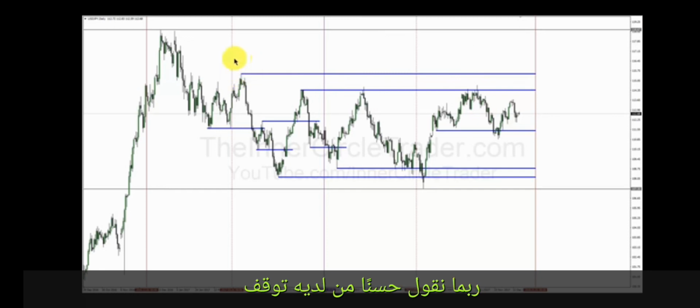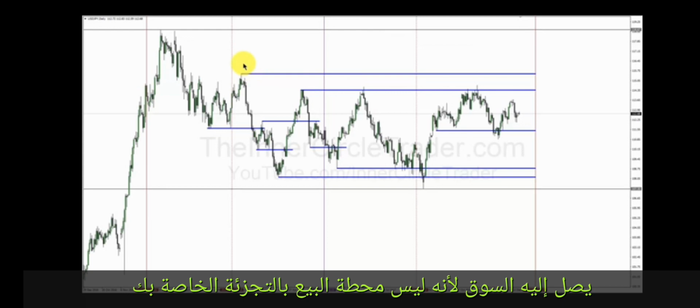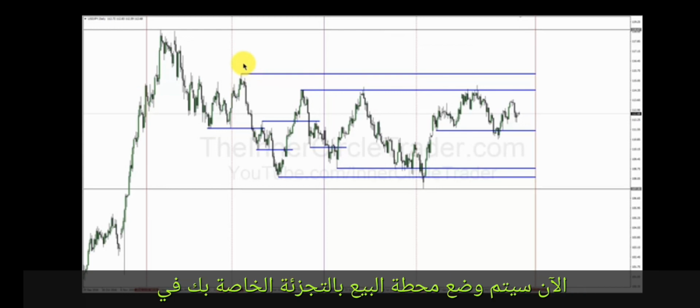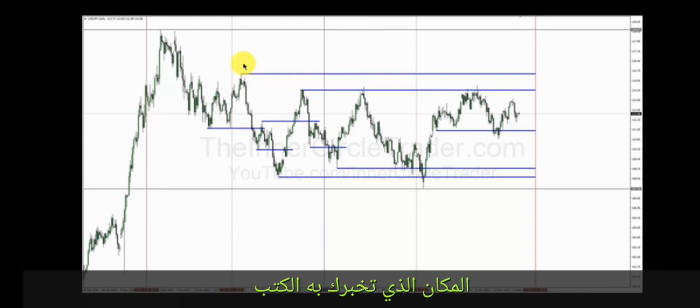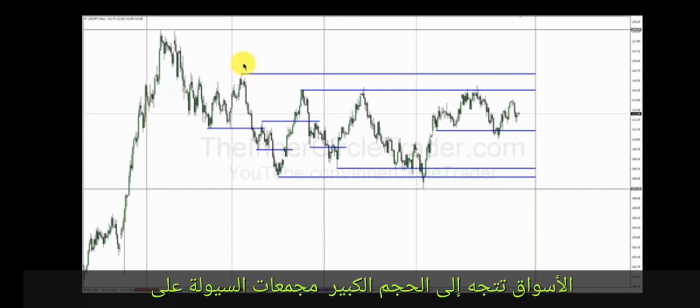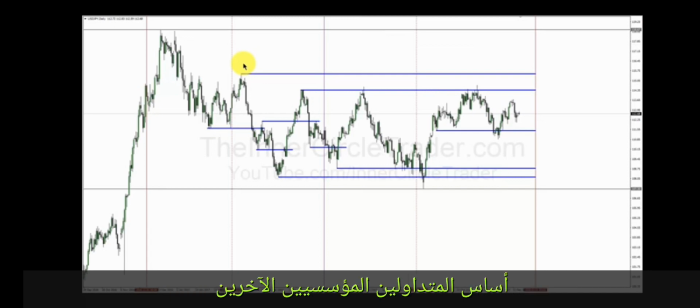And you're probably saying, well, who has a stop up there? Large funds. That's what the market reaches for. It's not your retail stop. Now, your retail stop is going to be placed where the books tell you, and it's going to be the wrong place. But the markets go to large liquidity pools on the basis of other institutional traders or large funds. The market's all designed to go after that.